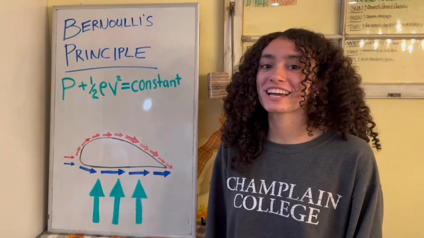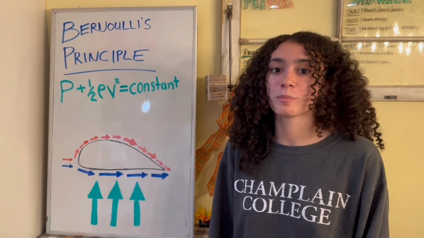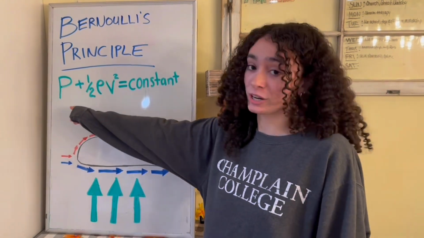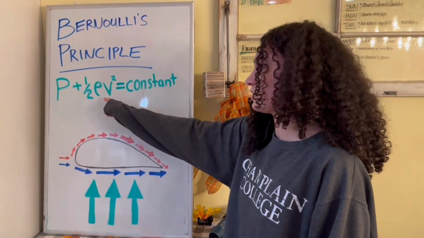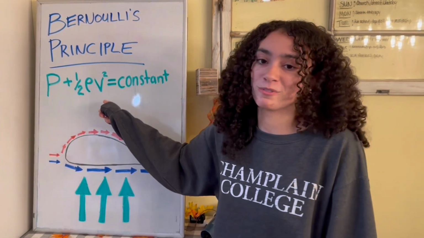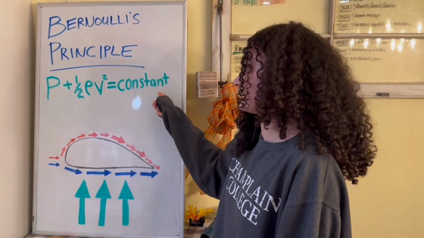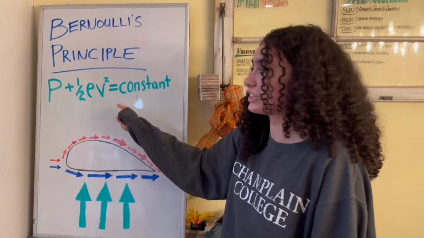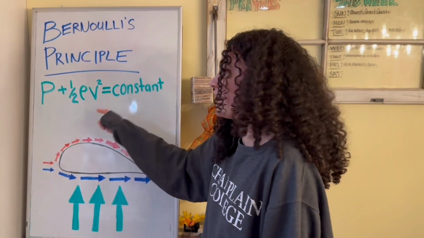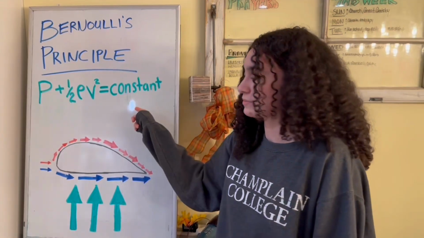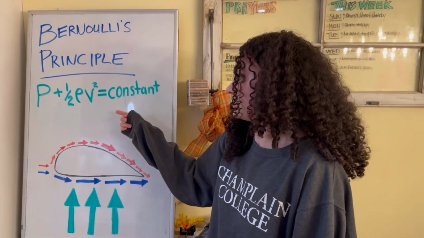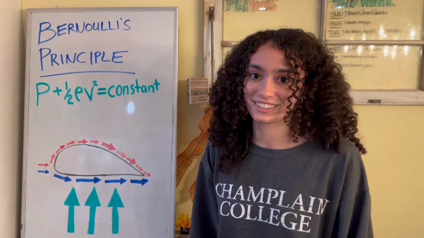So now, let's take a look at the equation behind all this. Bernoulli's equation. According to Bernoulli's equation, P, which represents pressure, plus 1/2 rho, the density of a fluid, in this case air, times velocity squared, which remember, velocity equals speed, equals a constant. So there are two terms on the left side of this equation. And if one were to increase, the other must decrease in order for the equation to remain constant. So if velocity increases, then the pressure must decrease. And if velocity decreases, the pressure must increase.